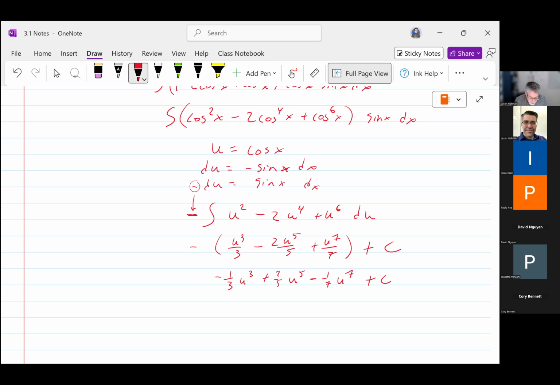Okay, now I just need to plug in. Well, what was u? It was cosine x, right? Okay, negative cosine cubed x plus 2/5 cosine to the 5th x minus 1/7 cosine to the 7th x plus C.